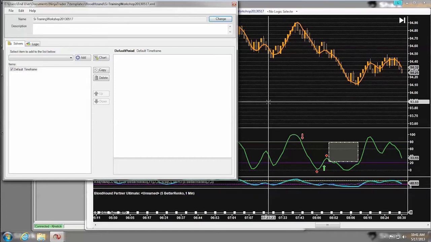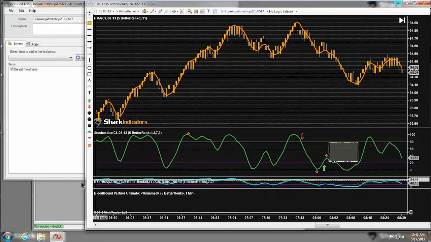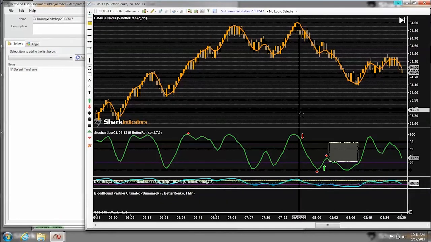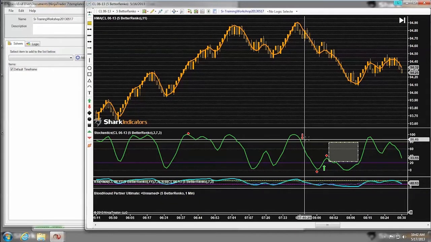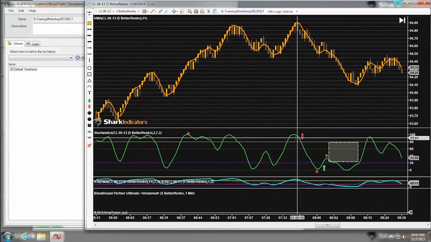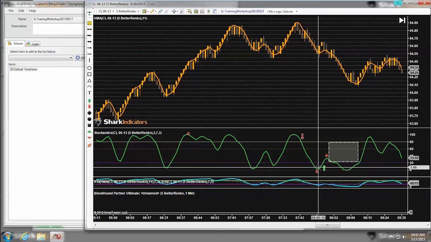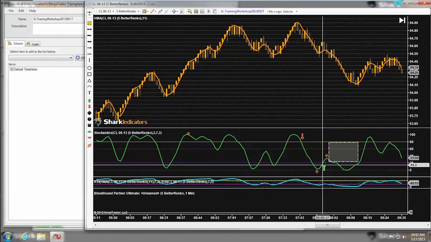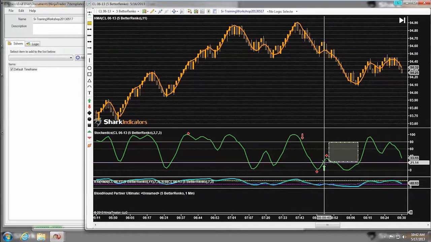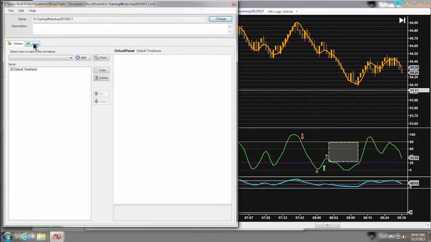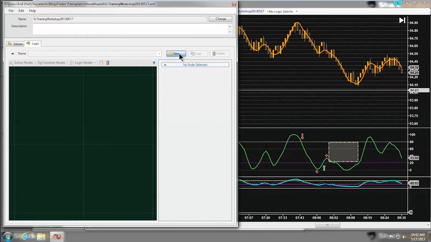So the way I'm going to build this is I'm going to use 2 different crossover solvers. One for our indicator crossing the 80, and another crossover solver for the indicator crossing above the 20 to kind of start us off. This is going to require some function nodes, so I'm going to go ahead and start working straight on the logic board.